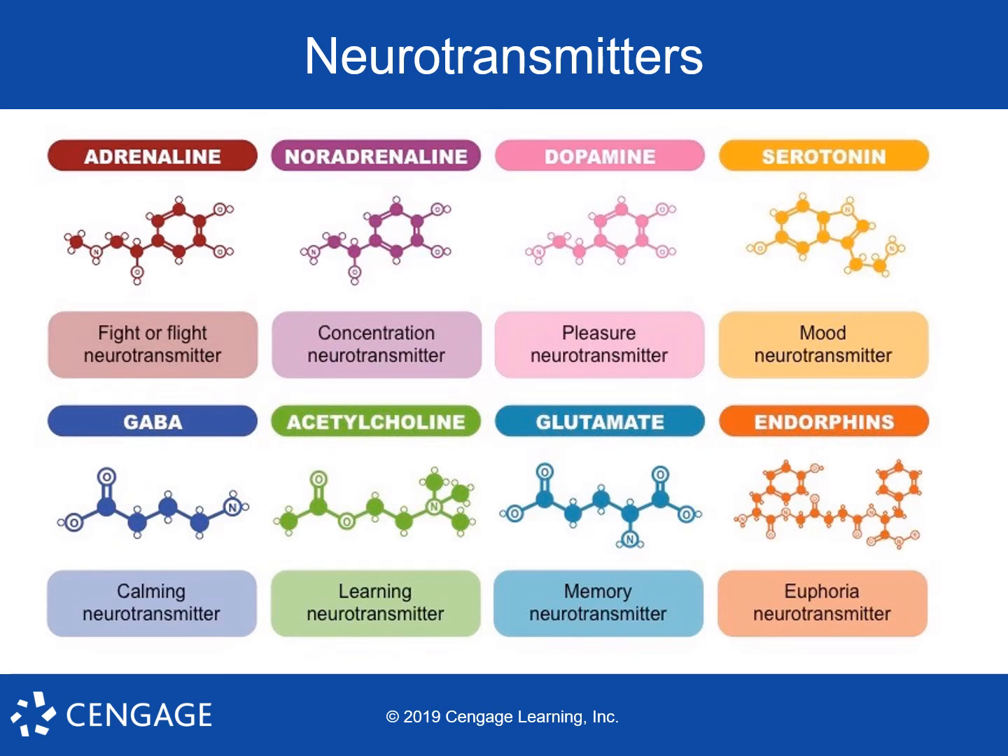GABA, or gamma-aminobutyric acid, works to slow down metabolism and calm overall mental and biological processes. Substances such as alcohol and certain tranquilizers like Valium and barbiturates mimic the effect of this chemical. Acetylcholine is a very important neurotransmitter because it's the main communication chemical of the peripheral and central nervous system.